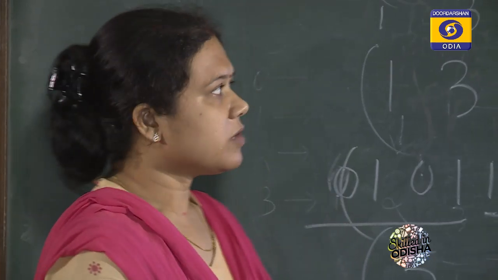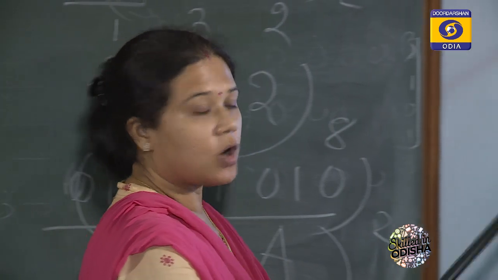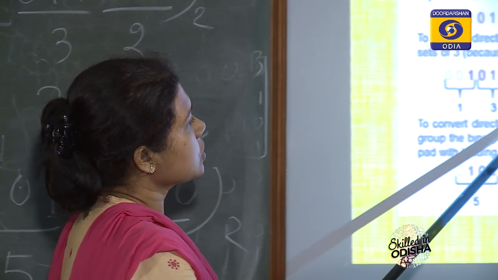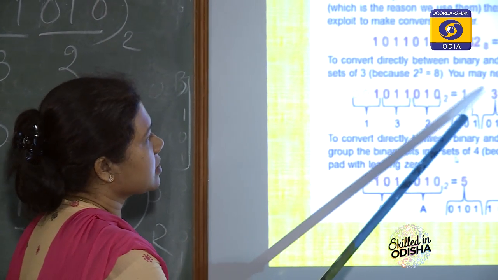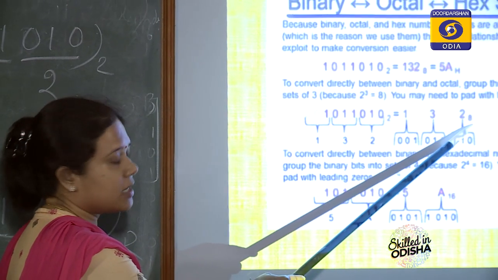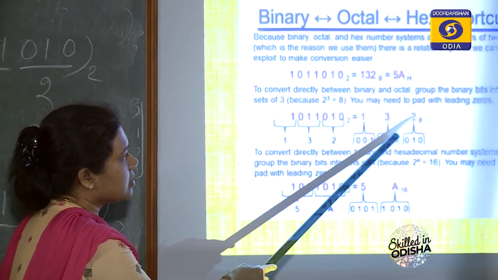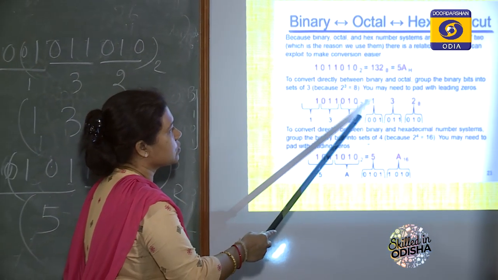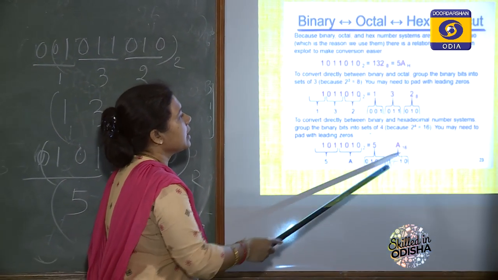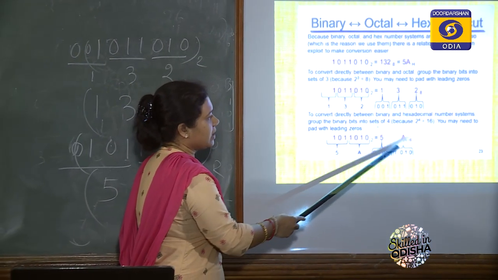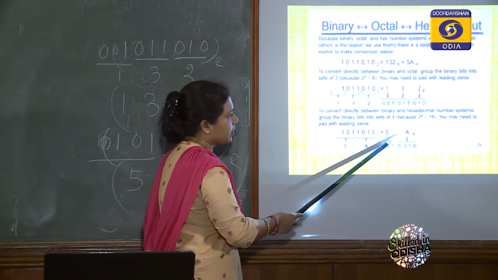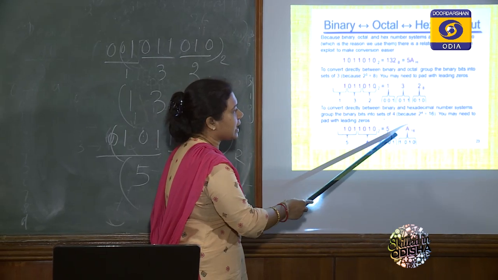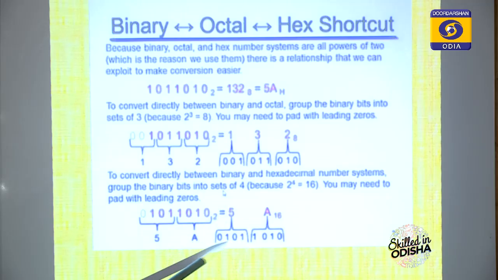Now in the reverse way we can convert hexadecimal or octal to binary. Suppose 132 base 8 is written here. We can represent 2 by 3 bits, 3 by 3 bits, and 1 by 3 bits, because it is octal. Similarly, for hexadecimal 5A, we can directly write A by 4 bits and 5 by 4 bits, and combine them to get the answer in binary.